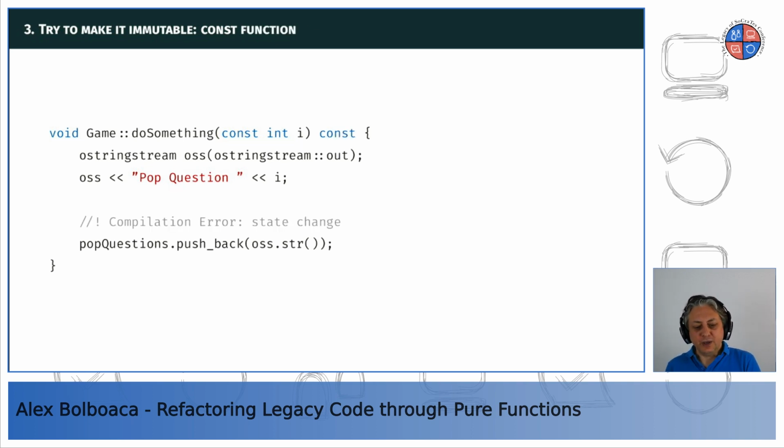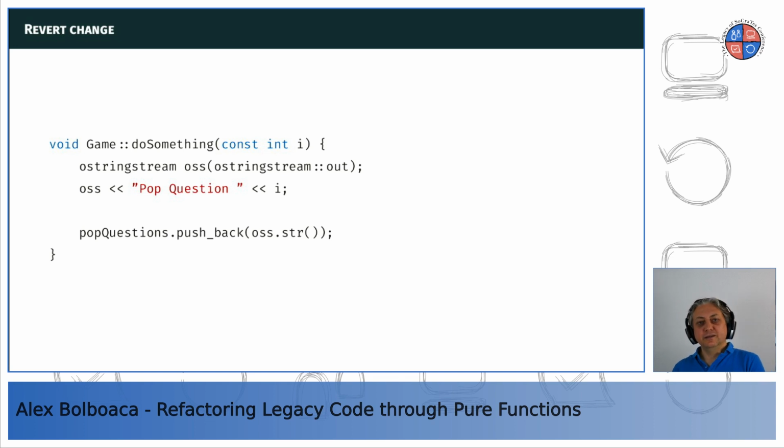And then I try to make it immutable. So the next step in C++, I can make the function const, which basically means that it cannot change anything from the class it's in. And here we have, oh, compilation error, we have a state change. What can we do now? So now we've isolated the part of the code that is actually making a state change. Everything else can be immutable.